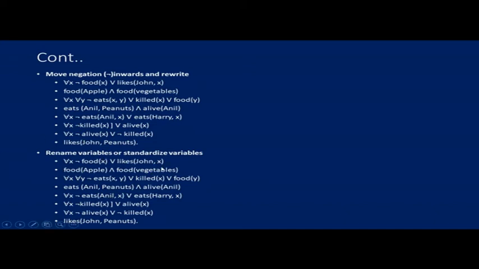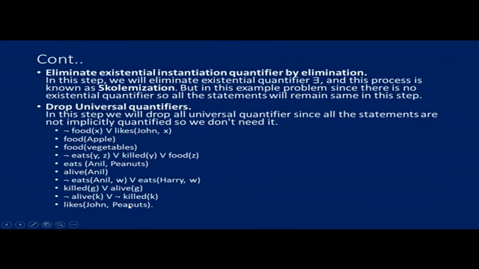The same way here, standardize, rename variables or standardize variables. So here in killed, in terms of x we can replace it with either g or p, q or w, x, y alike. So this is the next step. And the next one, eliminate existential quantifier. So in this step there is no elimination, the existential quantifier is not there, so drop that.